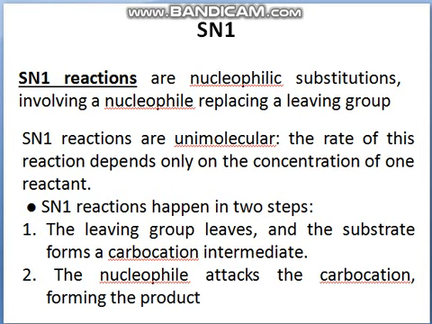Second is the SN1 reaction. SN1 reactions are nucleophilic substitutions involving a nucleophile replacing a leaving group. SN1 reactions are unimolecular. The rate of this reaction depends only on the concentration of one reactant. SN1 reactions happen in two steps. In the first step the leaving group leaves and the substrate forms a carbocation intermediate, and the second step is the nucleophilic attack on the carbocation forming the product.